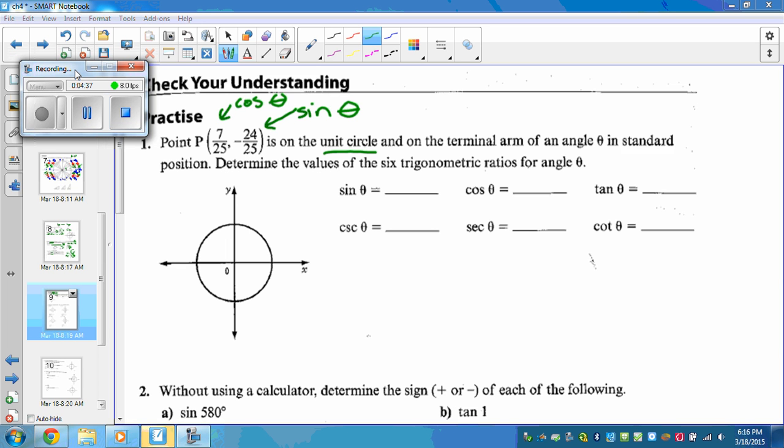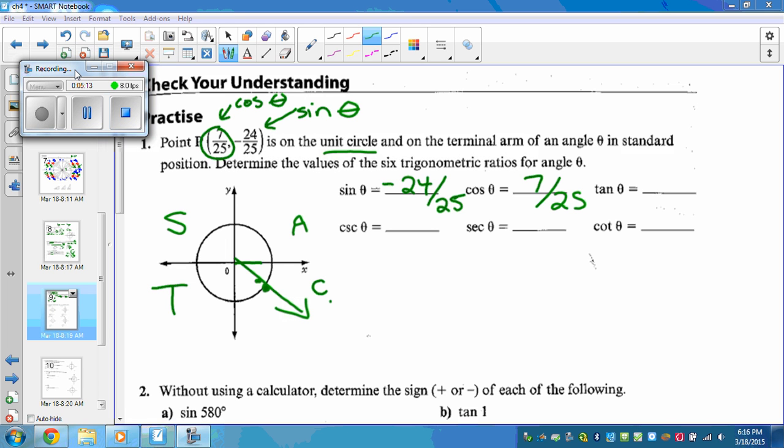Another thing I want to point out is my x value is positive, my y value is negative. Because of that, I know that it's in this quadrant over here. So only cos should be positive. My x value gives me my cos, so my x value is 7/25. My y value is sine, so it's negative 24/25.